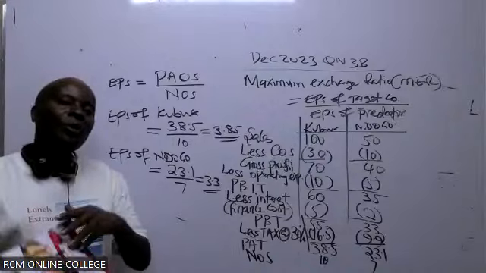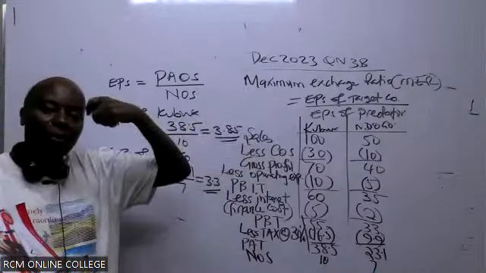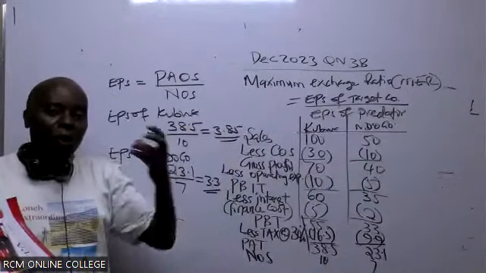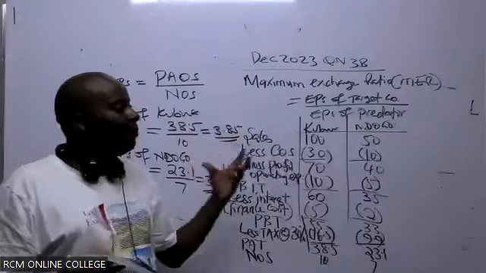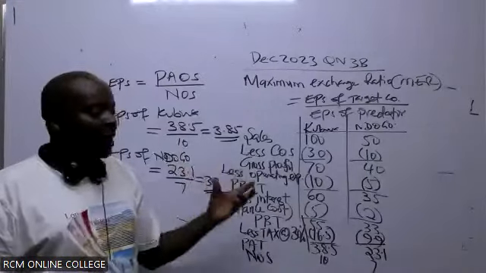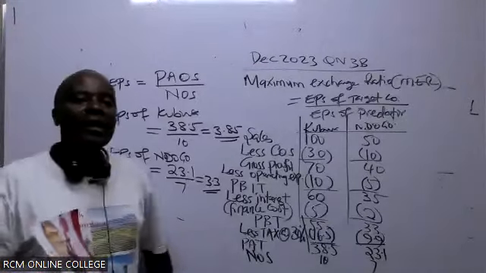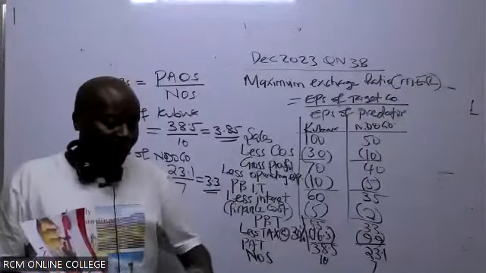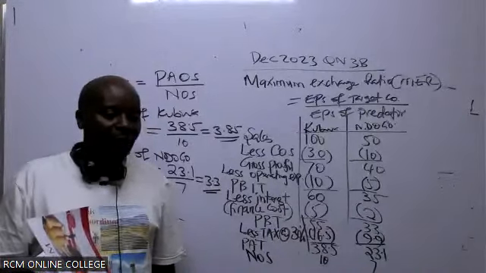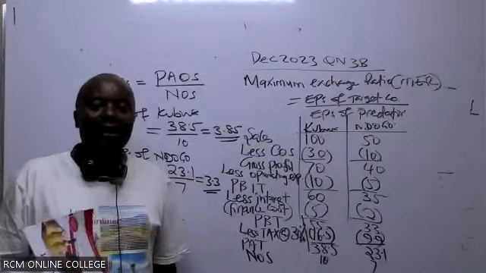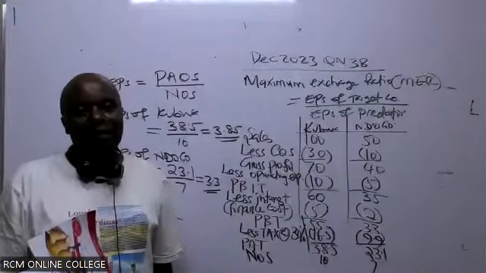Now, any student who was able to derive these numbers was able to get maximum exchange ratio without breaking any sweat. Because to get maximum exchange ratio, we take EPS of the targeted company all over EPS of the predator. And in this particular case, which company is the targeted company? Ndogo, yes. Ndogo is the one that is being bought.